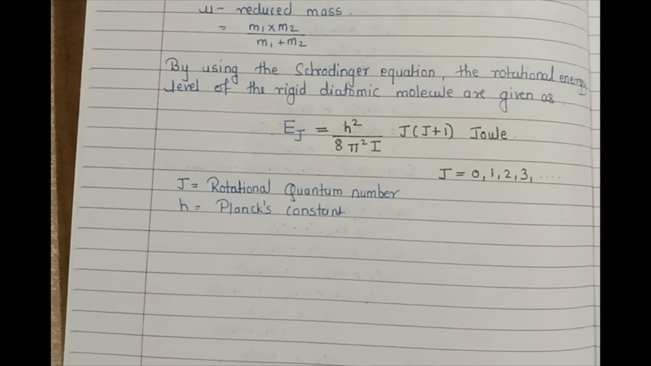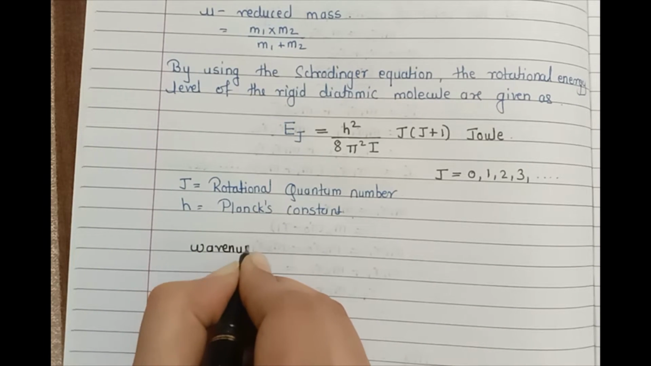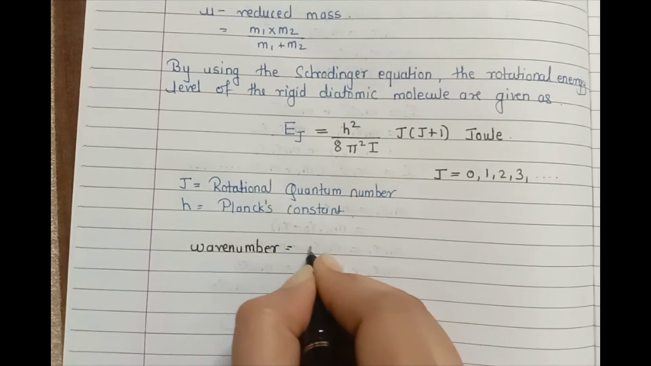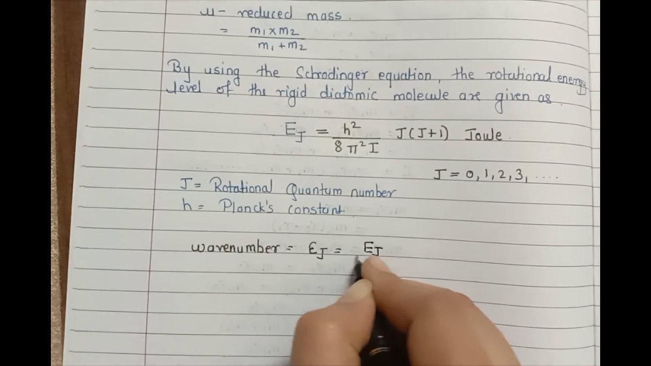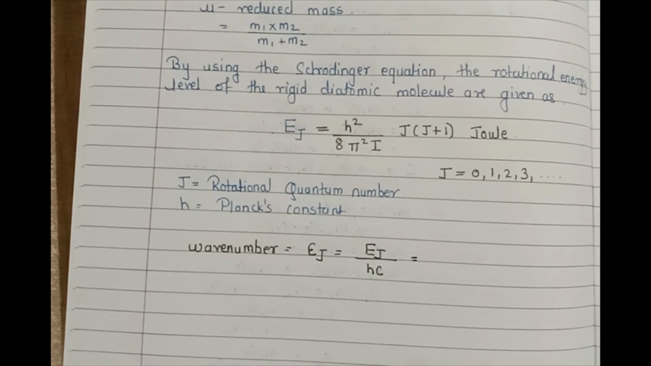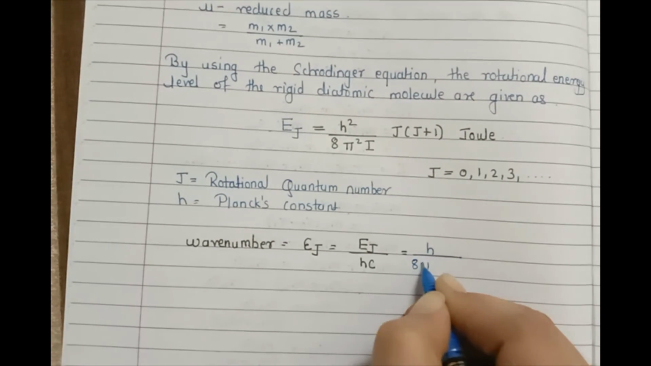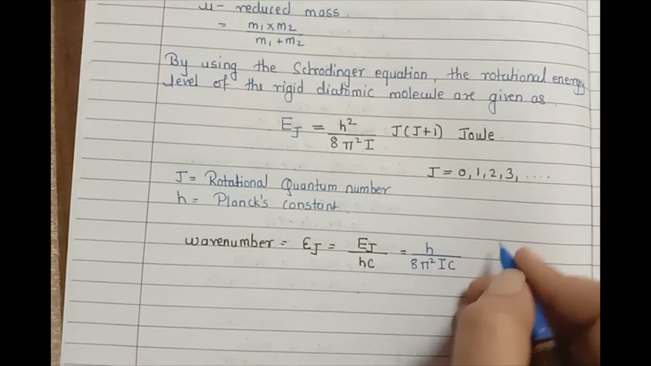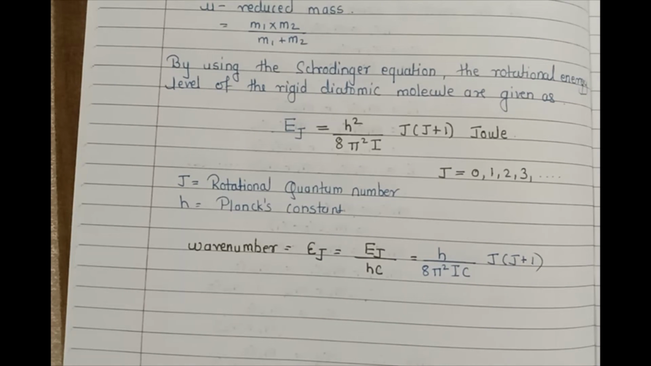So when this energy is expressed in terms of wave number, epsilon J is equal to Ej upon hc, which will be equal to h upon 8 pi square Ic into bracket J into J plus 1. Is it okay?